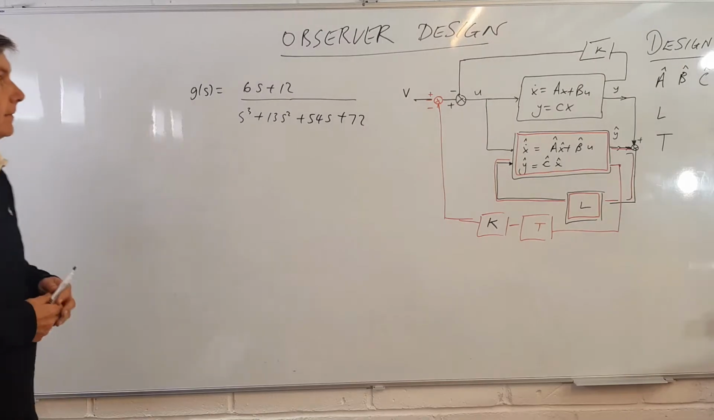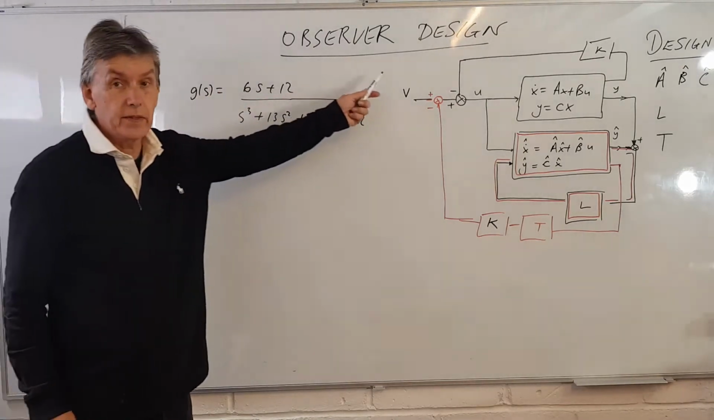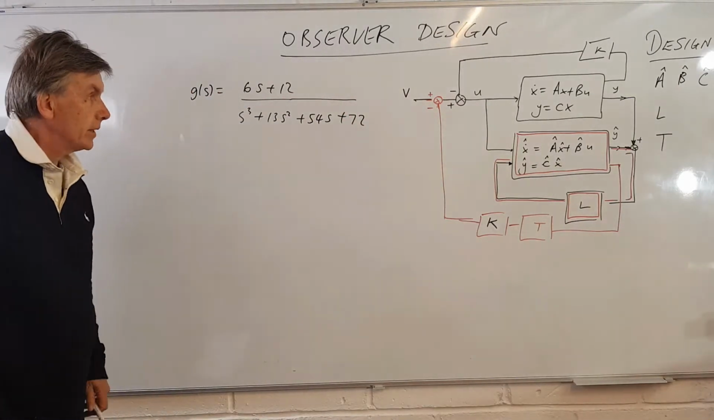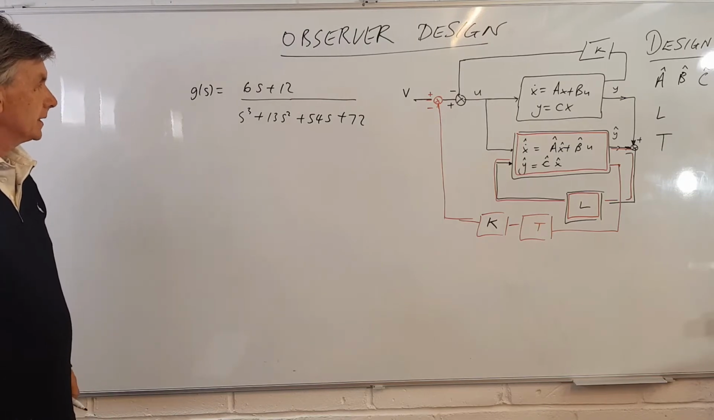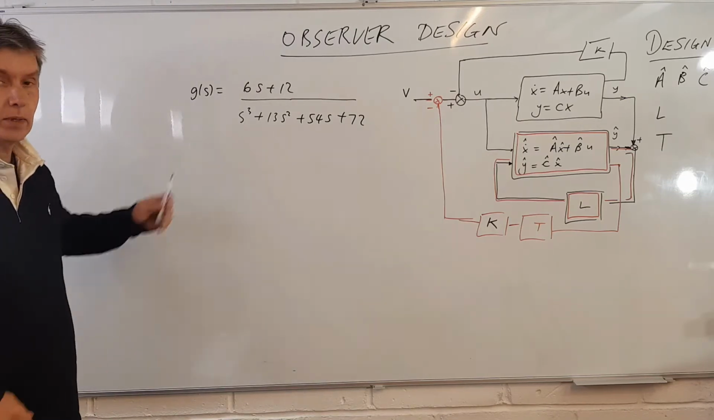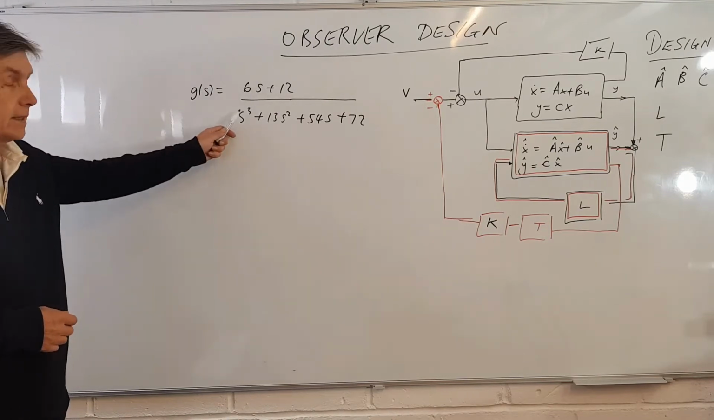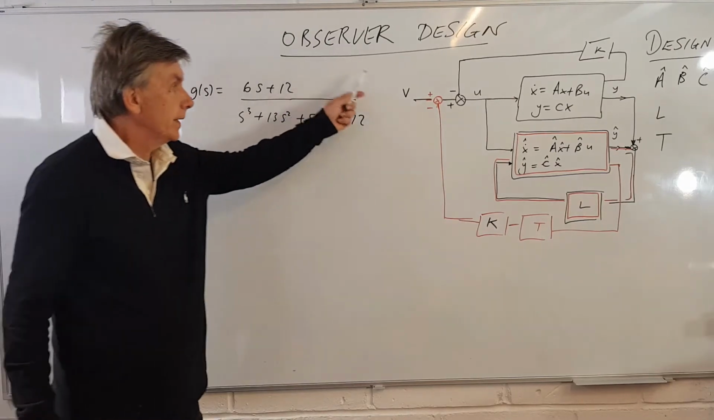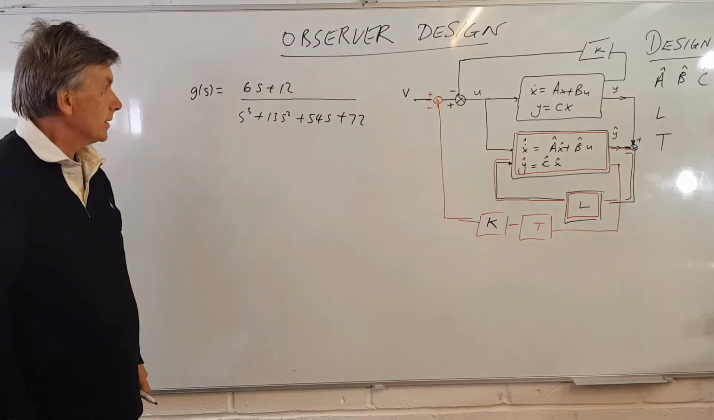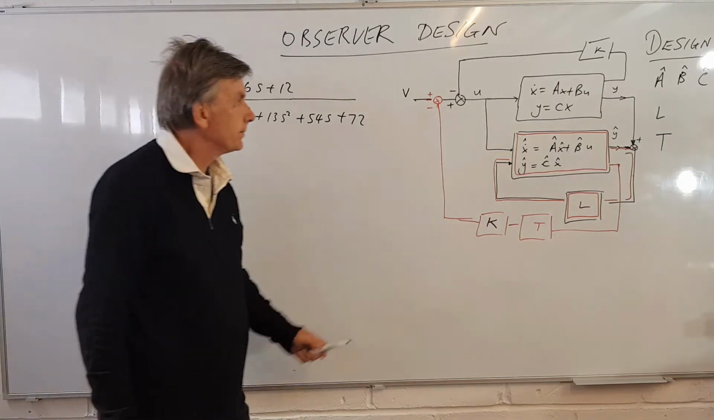Good afternoon. Today we're looking at observer design. In the previous lecture we looked at pole placement design, and this was the example we looked at, a pole placement for a controller. So we're going to use the same example within the observer design. Let's just take a quick look at the observer.